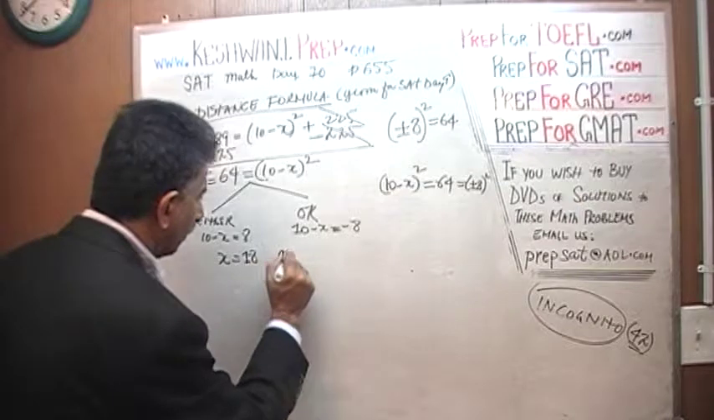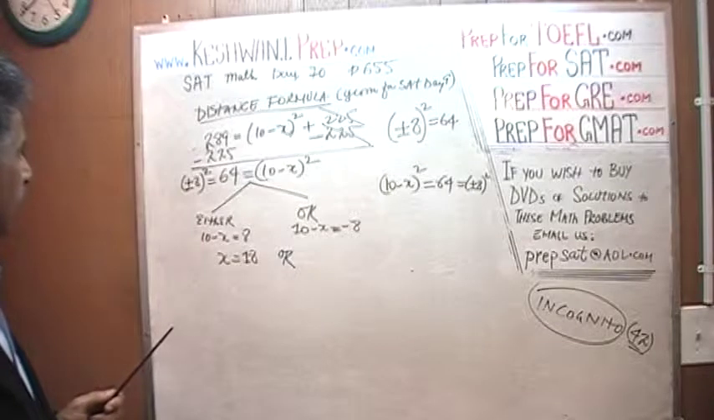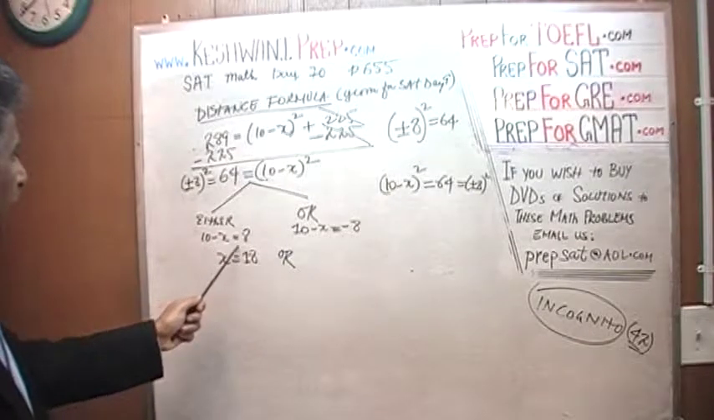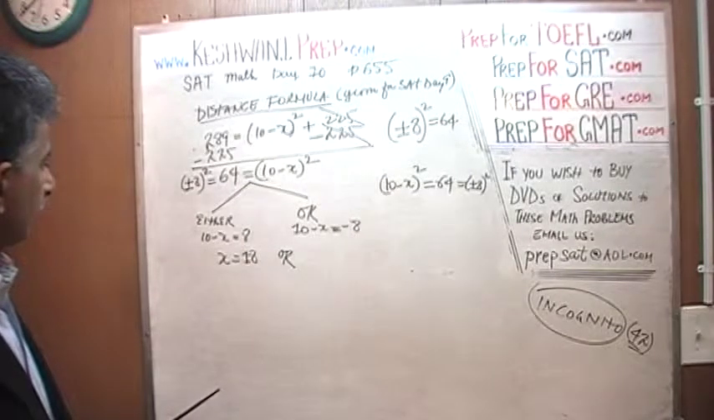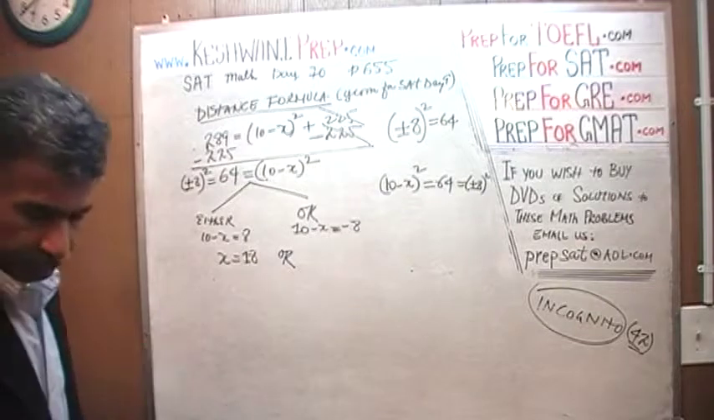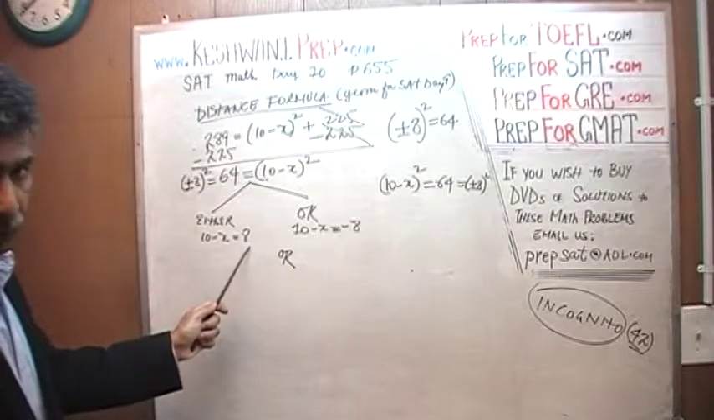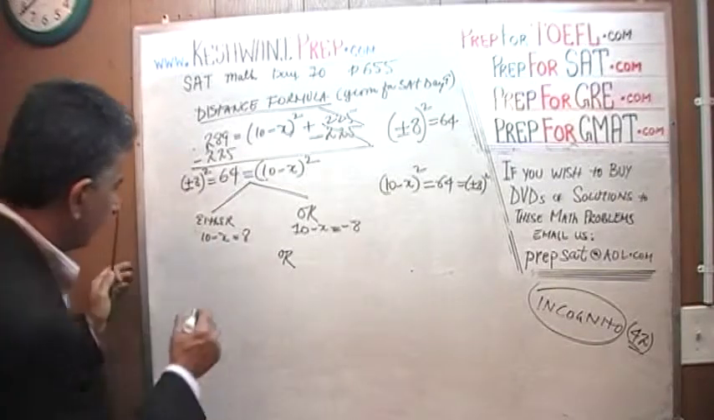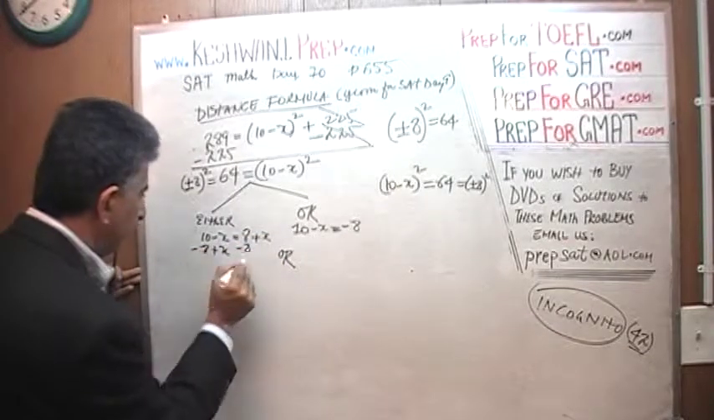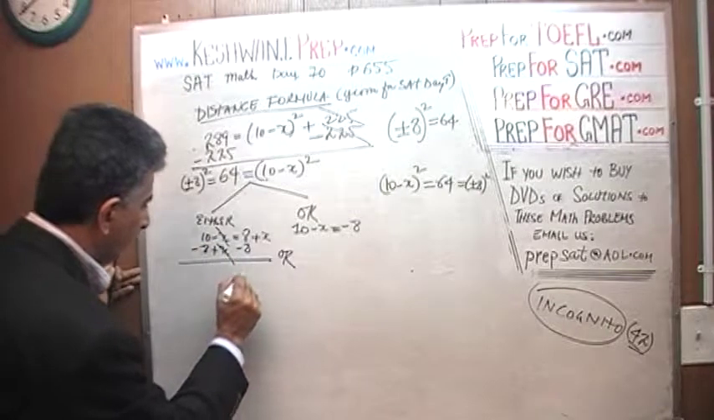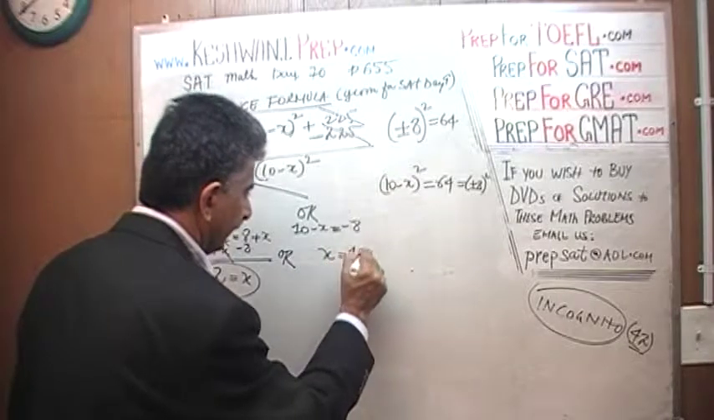Or we can have the scenario where 10 minus x equals negative 8. Did I do something wrong here? Ah, this was wrong. I was too hasty. You bring x to the other side, and you subtract 8 from both sides. And what we find is that x drops out and x equals 2. X equals 2 here, and here is where we find x equals 18.